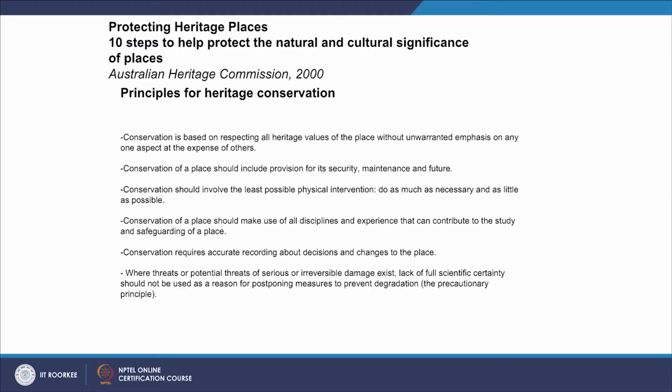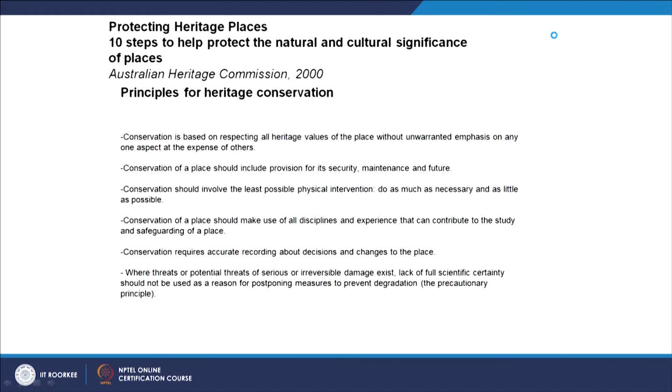And similarly, in the Australian context, the Australian Heritage Commission also talks about 10 steps. A few of them I just noted down. Conservation is based on respecting all heritage values of the place without unwarranted emphasis on any one aspect at the expense of others. This is what I talked about, even the example of Babri Masjid and the Nicosia aspects which we discussed in the previous lectures.